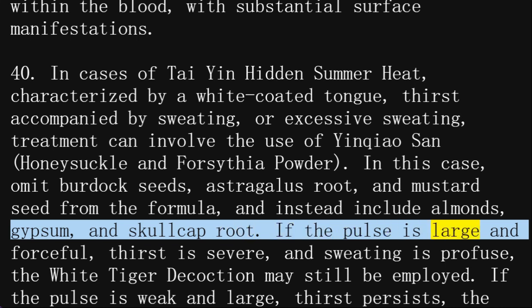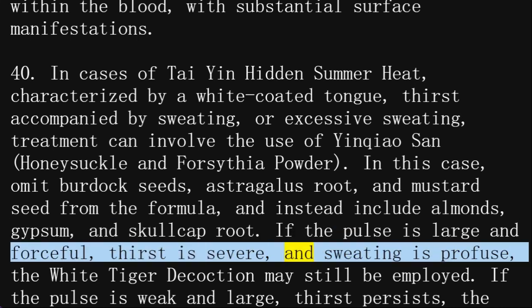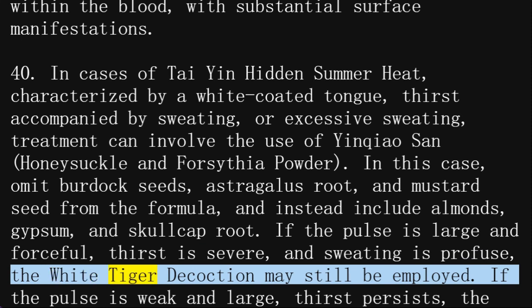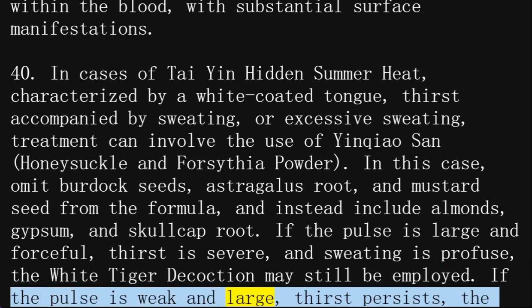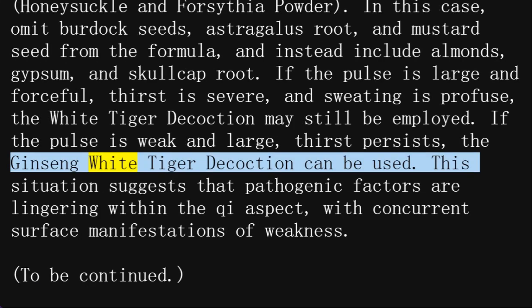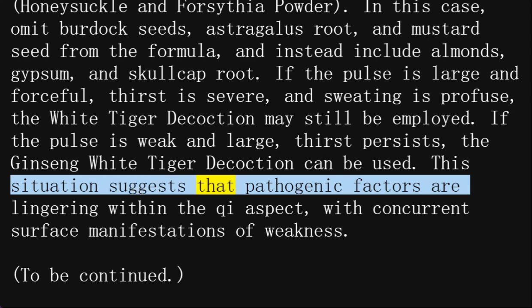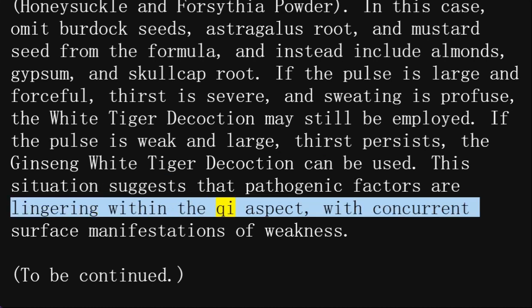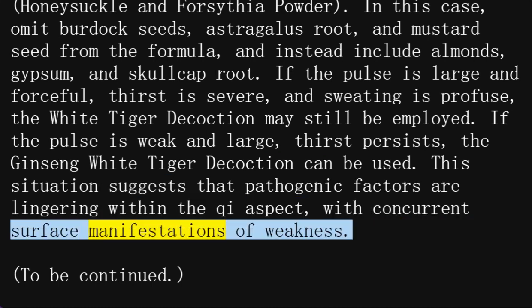If the pulse is large and forceful, thirst is severe, and sweating is profuse, the white tiger decoction may still be employed. If the pulse is weak and large, thirst persists, the ginseng white tiger decoction can be used. This situation suggests that pathogenic factors are lingering within the qi aspect, with concurrent surface manifestations of weakness. To be continued.